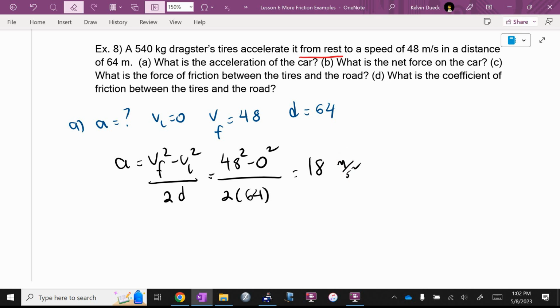Which is about good for a dragster. A little under 2 Gs. That's probably what they're pulling right when you step on the gas. Okay.